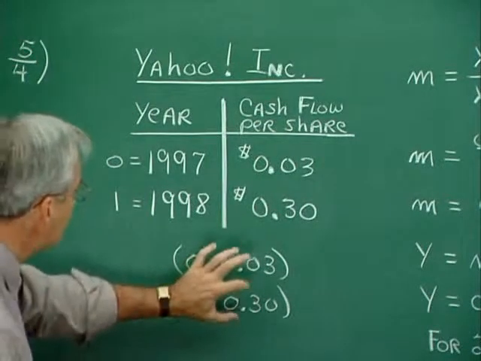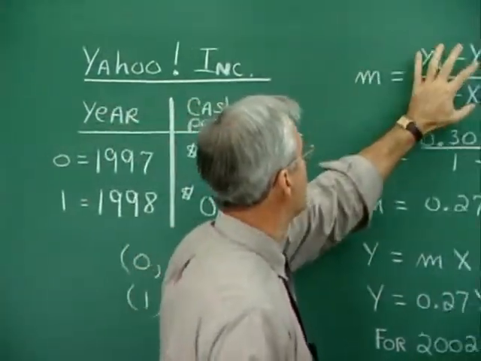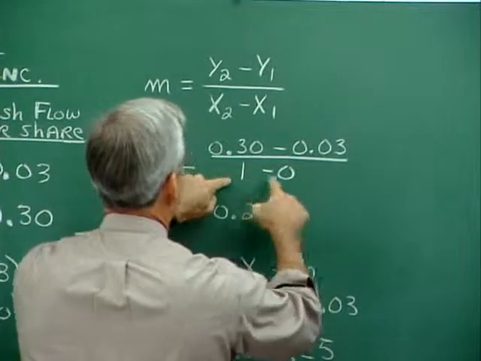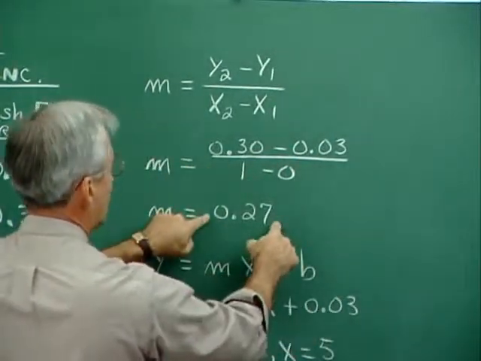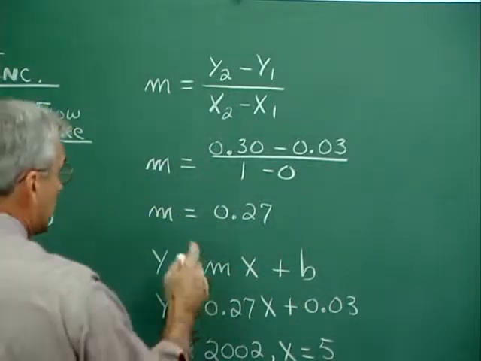Now let's calculate the slope. We'd calculate the slope like this. We have difference in y's over difference in x's. We have 30 cents minus 3 cents, and then 1 minus 0. So we have 27 cents over 1, or simply 27 cents. So the slope is 27.